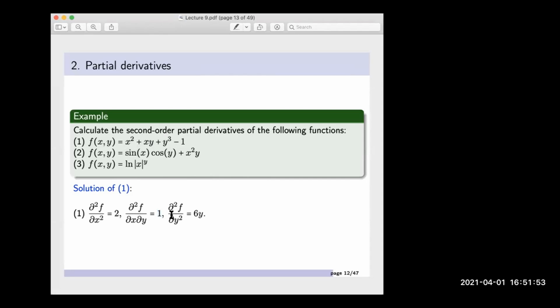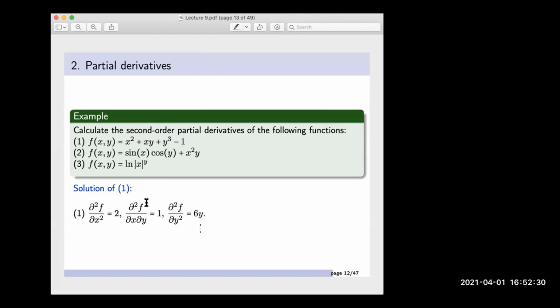Okay, but the third one is different. You need to take a partial derivative in y twice. So let's first take a partial derivative in y once. If you take one partial derivative in y, you get x plus 3 times y squared. If you take one more partial derivative in y, the derivative of 3 times y squared would be 6 times y. So just take a partial derivative twice.